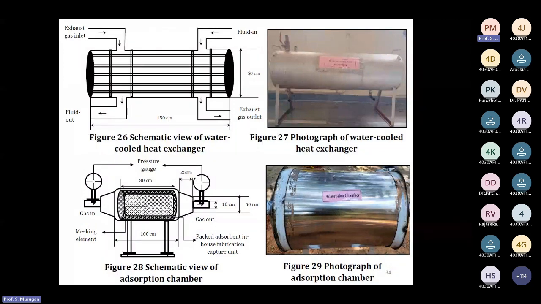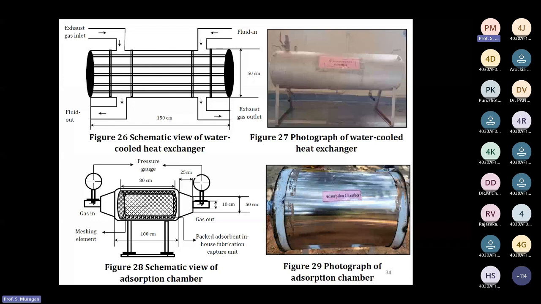The gases which are coming out from the engine exhaust, as I told, are at about 200 or 250 degrees Celsius. So we wanted to first reduce the temperature of the exhaust gas to a certain temperature. Then we capture this CO2. For that, we fabricated a water cooled heat exchanger. Then that cooled gas was allowed into a device called the absorption chamber.